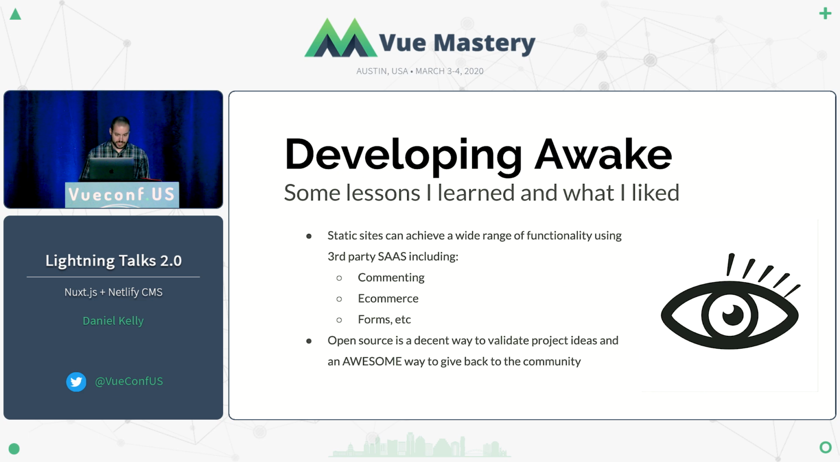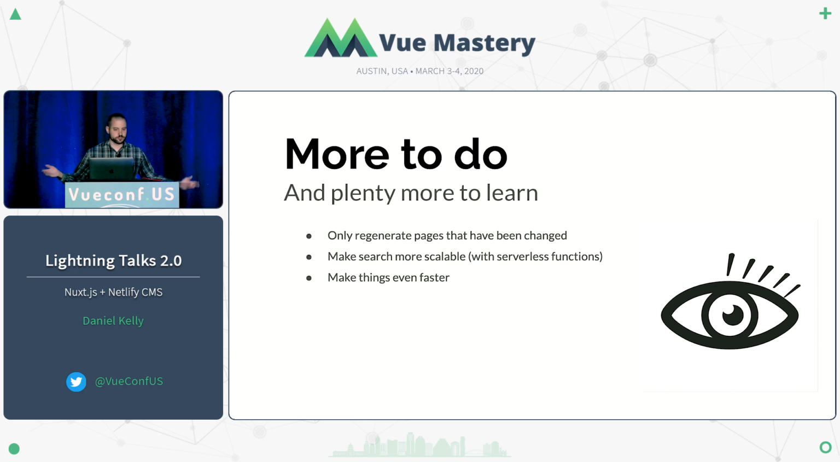Lastly, I found open source is a very decent way to validate project ideas. I mentioned that a little bit earlier. And of course, an awesome way to give back to the Vue community. So there's more for me to do, I think. There's more for me to learn. As I mentioned before, I really only want to regenerate pages that have been changed. I think that'll be a huge win for build times. I haven't currently been able to accomplish that. I also want to make the search a little bit more scalable with serverless functions and just make things even faster.